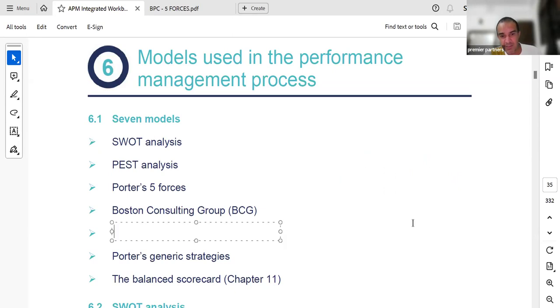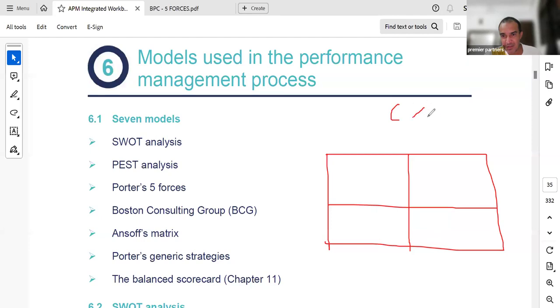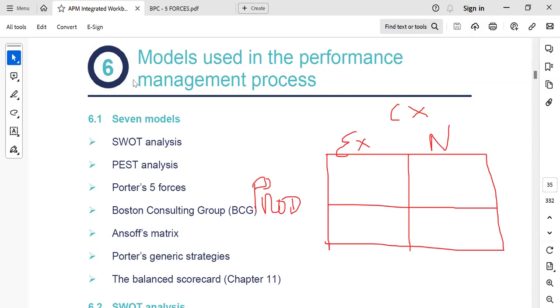Then you have the Ansoff Matrix, which talks about product growth and market growth. So basically, let me quickly draw it for you. You have your customers and products: existing customers and new customers, and existing products and new products.